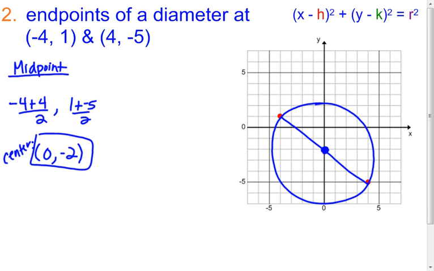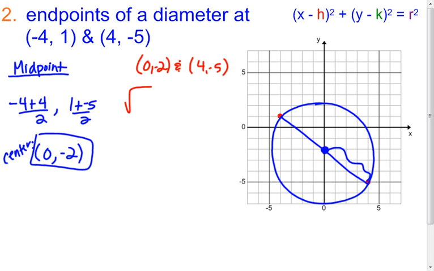Okay? Then what I want to be able to find out is the radius. And of course, in order to find out the radius, I need to know that distance right there, or I could have chosen the other half too. But basically, I want to know the distance, let's say, between the center of the circle, which is 0, -2, and either one of the endpoints. It doesn't matter which one you choose, -4, 1, or 4, -5. It doesn't matter. I am going to choose 4, -5.